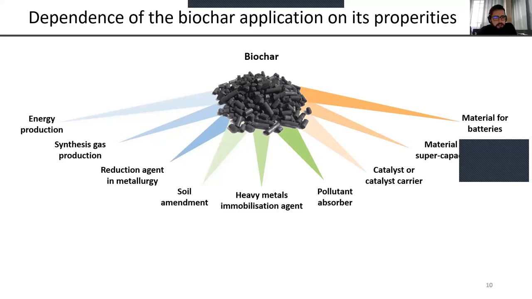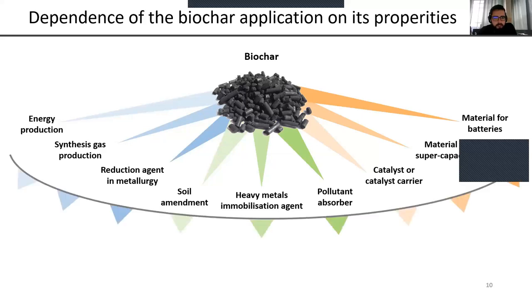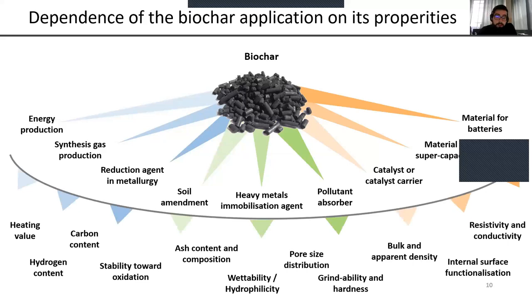The question is, on which parameters does its application depend? There is a variety of parameters the biochar has. For the least novel applications, it's the heating value and carbon content. But if we go to the right, we are more concerned about pore size distribution, grindability and hardness, bulk and apparent density, resistivity and conductivity, and internal surface functionalization. These parameters are not easy to measure, and their change during the process is hard to grasp. I will focus on pore size distribution because it's really relevant for the use of biochar as a soil amendment, heavy metals absorption agent, and all of these more on the right.